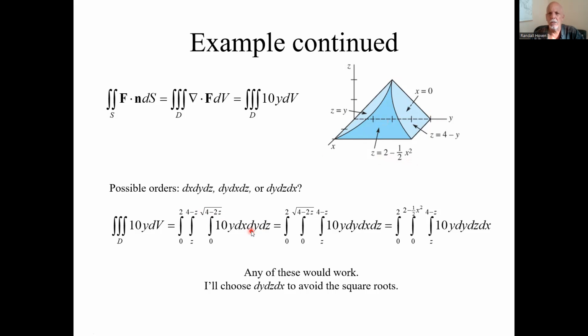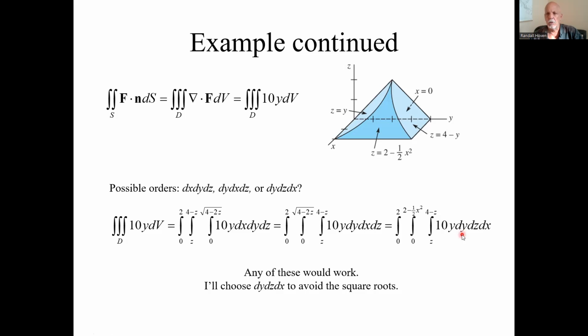Then y. What does y do? Y goes from z on the left up to 4 minus z. And then finally, if we do z last, it just goes from 0 up to 2. Let's do this order instead. Let's do y first. Y will go from z to 4 minus z. Do x. X goes from 0 up to the same limits as before, the square root of 4 minus z. And then what does z do? It goes from 0 to 2 again.